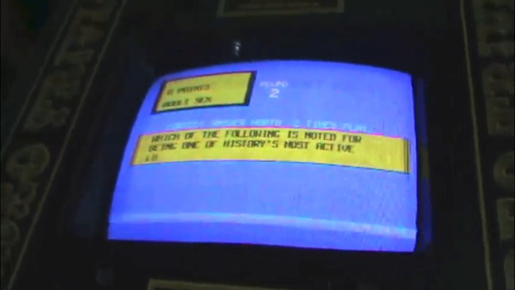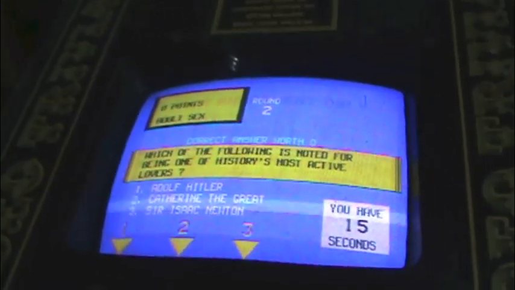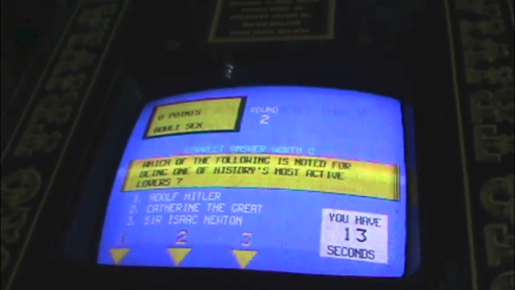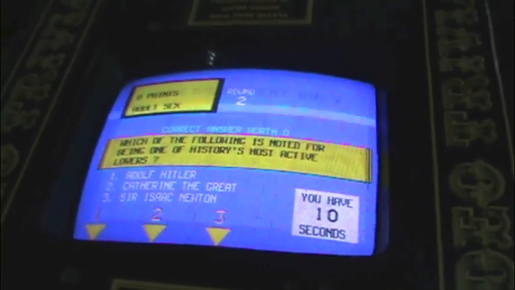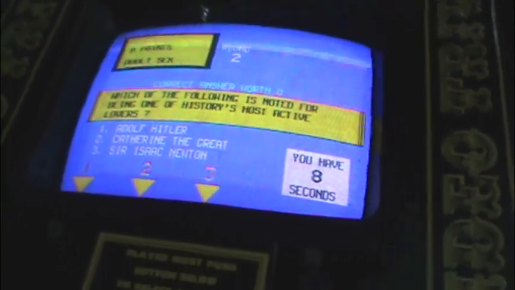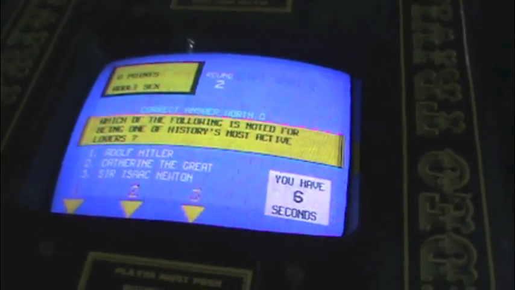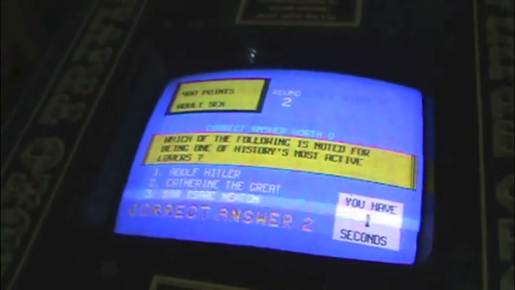Okay, good old Oedipus. What did you do? Why would you marry your mother? Okay. Is she hot? Which of the following is noted for being one of history's most active lovers? I think the answer was Catherine the Great. That's why she was so great. Yay! I have 600 points.